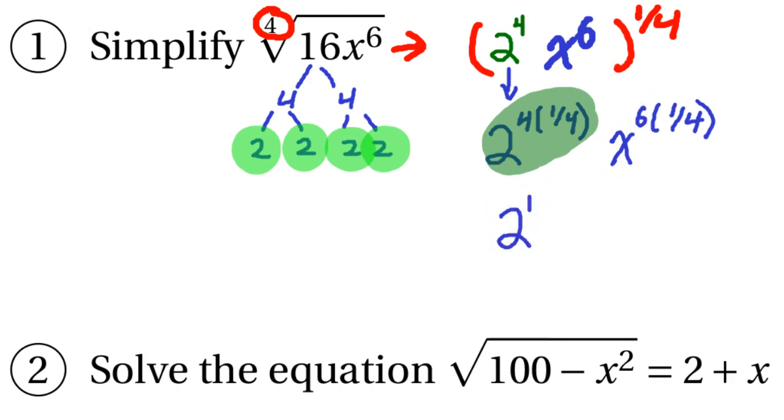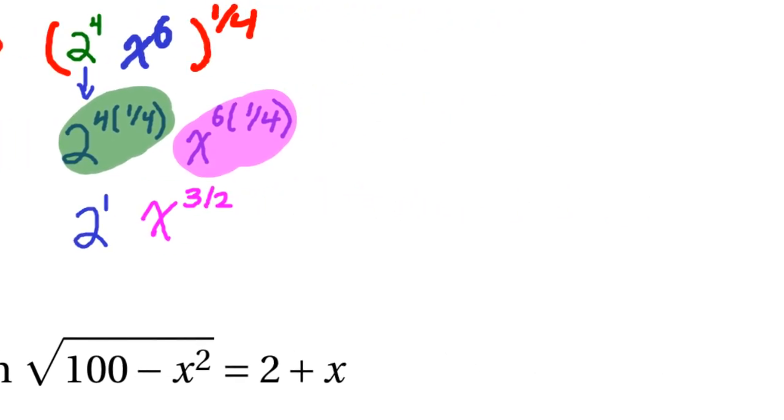And then over here, I can see that this entire pink part is going to turn into x to the 3 over 2 power. So now the question turns into, what do I do with this 3 over 2 power? Let's slide over and take a look. If I take a look at x to the 3 over 2, that's going to change into an x to the 1 and 1/2 power.